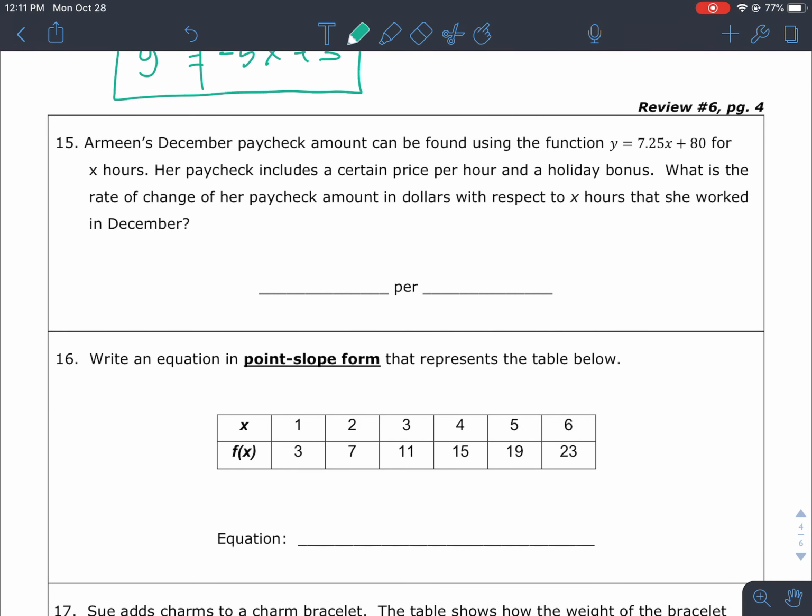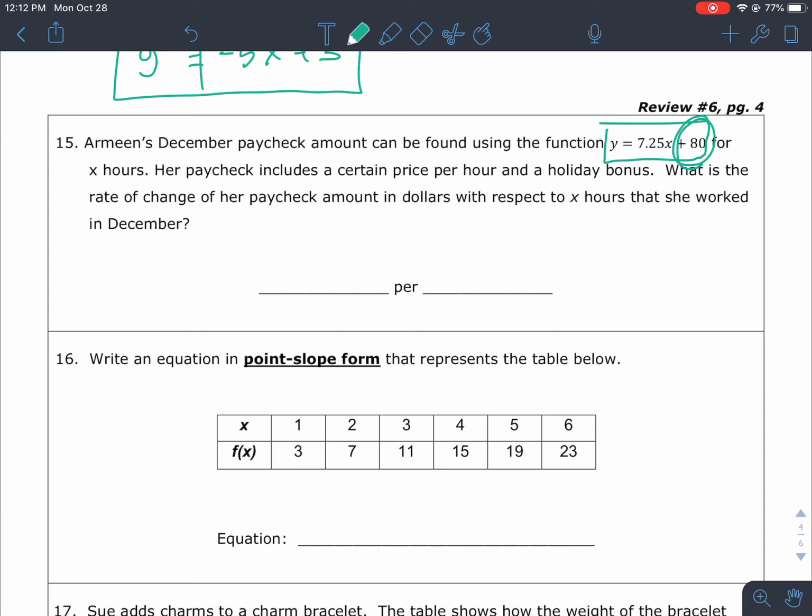15, her December paycheck amount can be found by using the following function. So y equals 7.25x plus 80 for x hours. Her paycheck includes a certain price per hour and a holiday bonus. What is the rate of change of her paycheck amount in dollars with respect to x hours that she worked in December? So here's my function. So 7.25x. Okay, so I think of that as she makes $7.25 an hour plus $80, and that $80 is probably that bonus that she got.